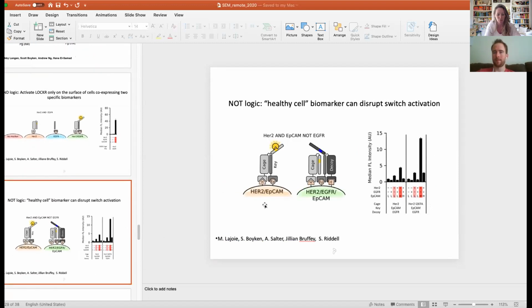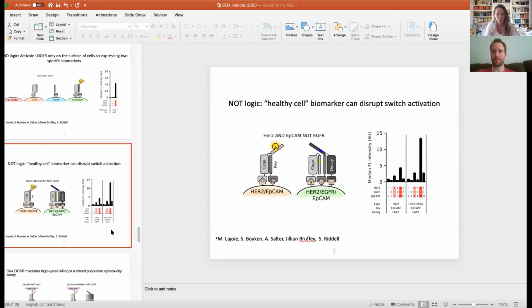And we can extend this to a case where there are 3 copies, because we can send the cage to one marker, the key to another, and then a decoy which binds the key more tightly to a third. And in that way, target cells that have 2 markers, but not a third marker. So it's A and B, not C logic.